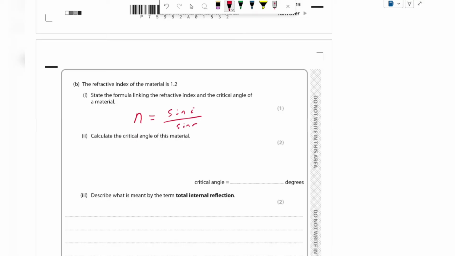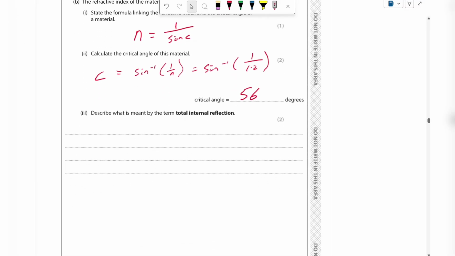Calculate. Oh, sorry, that was probably a clue. That was a clue that I was doing something wrong, wasn't it? Ignore what I just said. It's about critical angle. So critical angle equals inverse sine 1 over n, inverse sine 1 over 1.2. And when you put that into your calculator, make sure you're in degrees mode. If you've encountered radians, you get 56 degrees.